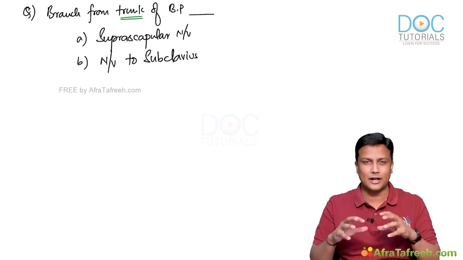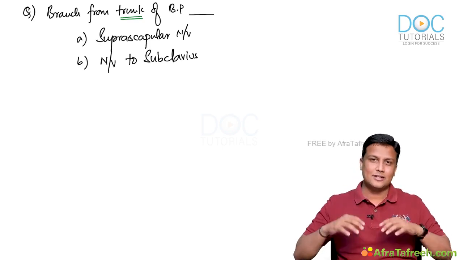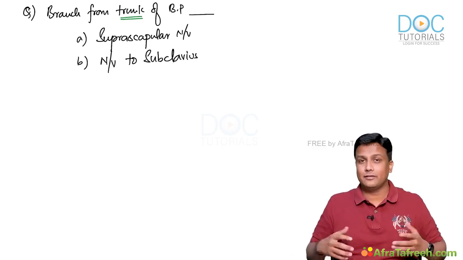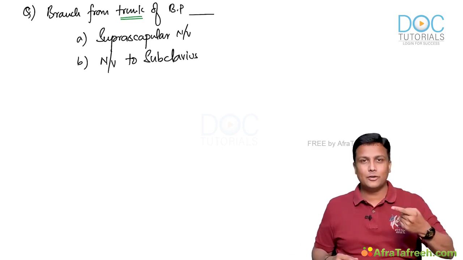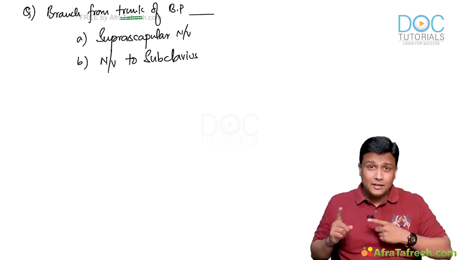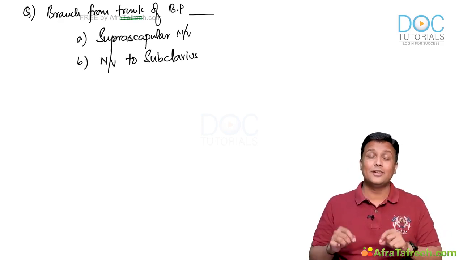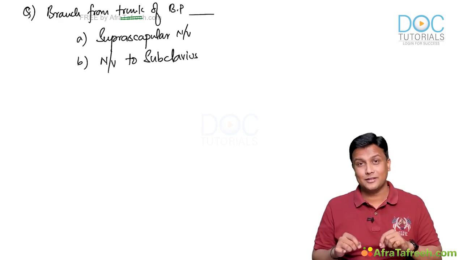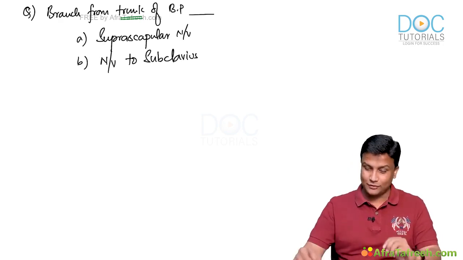What I'm trying to tell you is that, yes, in the class, the faculty taught you that the upper trunk will give you 2 branches, suprascapular nerve and nerve to subclavius. But in the exam, they have given both the branches in the options. Now what to do with these kinds of things?